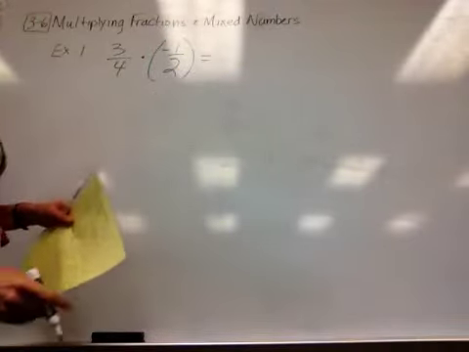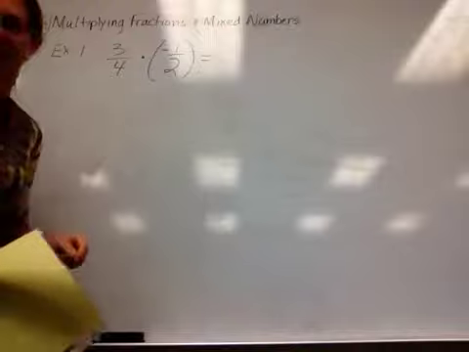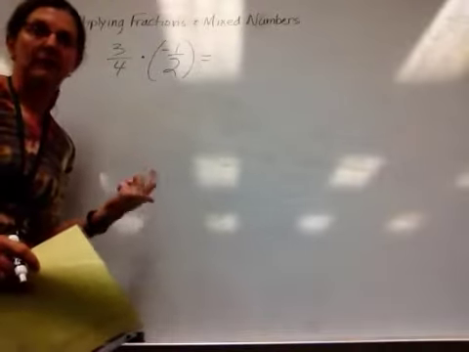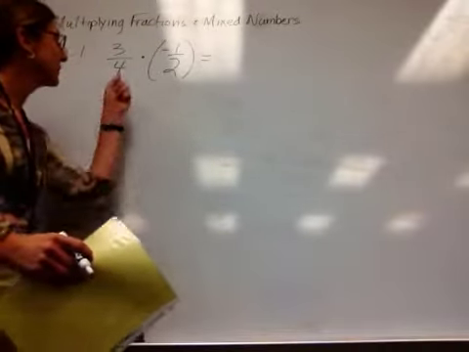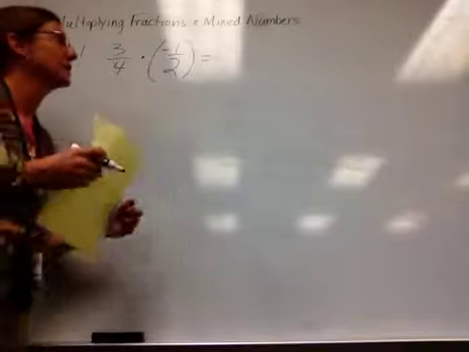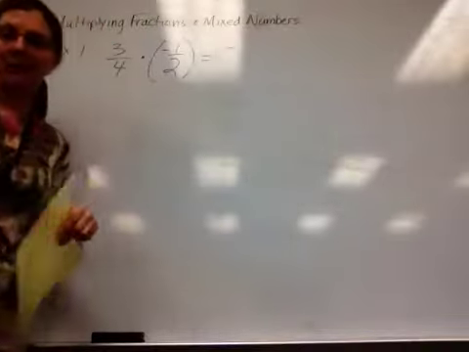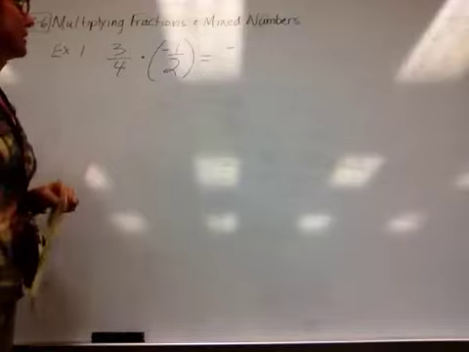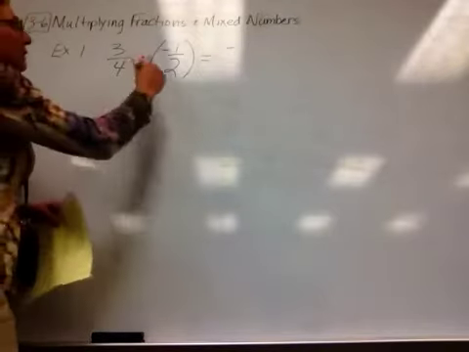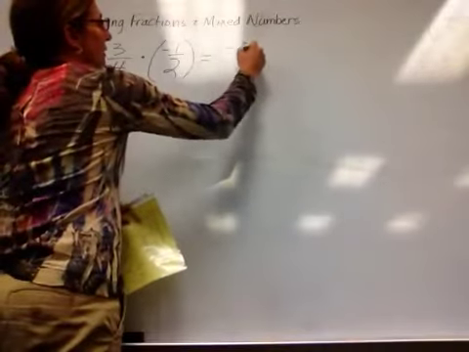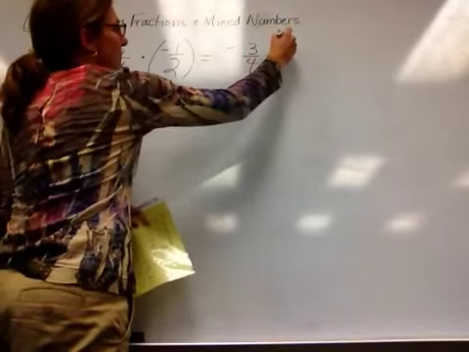And I started with one that has a negative and a positive, so we can review our rules for multiplying negatives and positives. A positive times a negative is a negative. So we know our answer is going to be negative. Okay? And we're going to take 3/4 and we're multiplying it times 1/2.